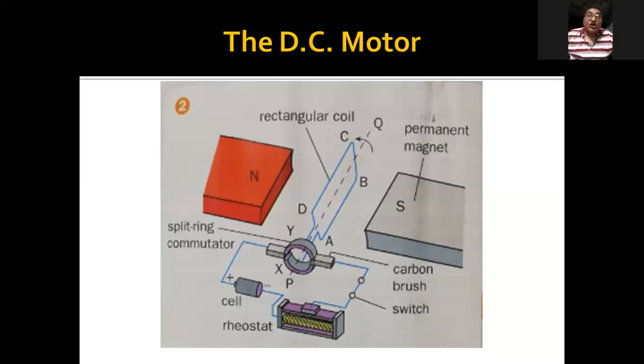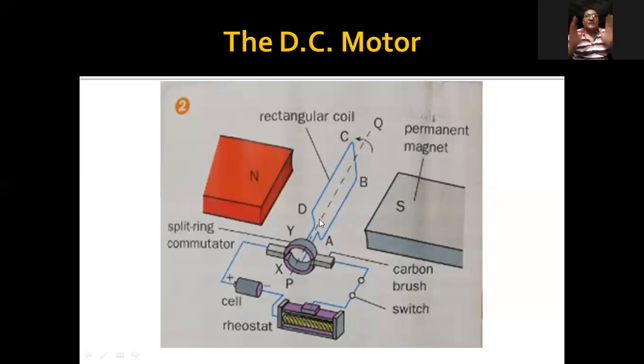But due to the inertia, the coil will continue rotating in the anti-clockwise manner. So when the coil will rotate beyond this vertical position, what will happen? This wiring will come in contact with the X, with the positive side of the battery. And this X, when it will rotate beyond this point anti-clockwise, this X will come in contact with this carbon brush.